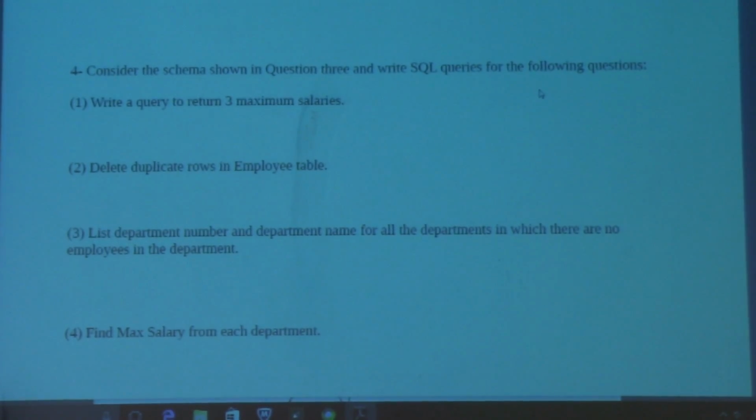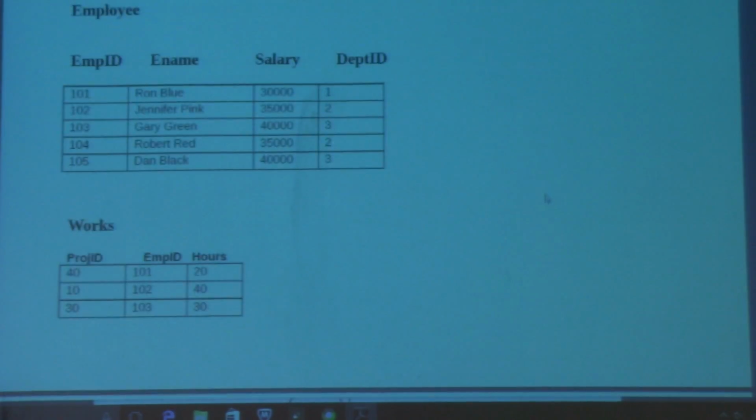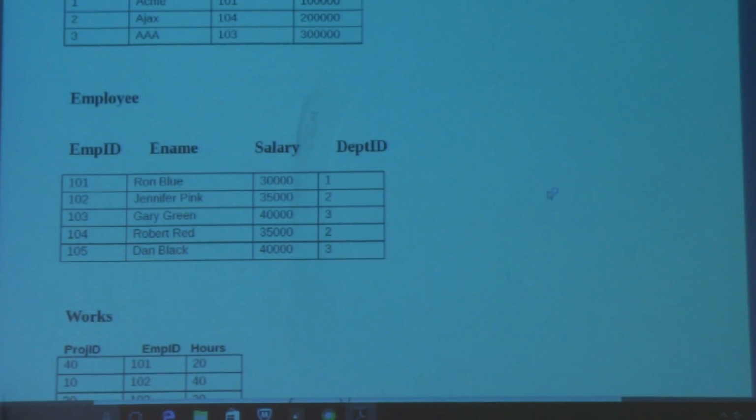Next: delete duplicated rows in the employee table. What is the correct answer? It already has a primary key, so it will not allow duplication. You got an answer. I think a couple of people answered. The correct answer was this: the employee ID is the key. It's a relation, so it shouldn't have any duplicates.